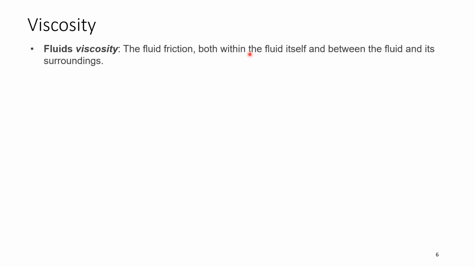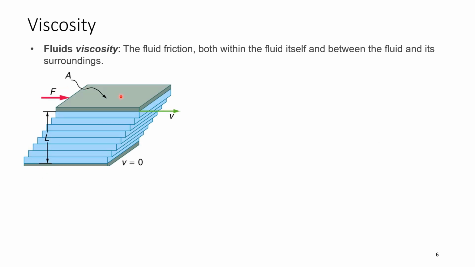The fluid friction, both within the fluid itself and between the fluid and its surroundings, is called fluid viscosity. The precise definition of viscosity is based on laminar flow. This figure shows how viscosity is measured for a fluid. Two parallel plates have the specific fluid between them. The bottom plate is held fixed, while the top plate is moved to the right, dragging fluid with it.